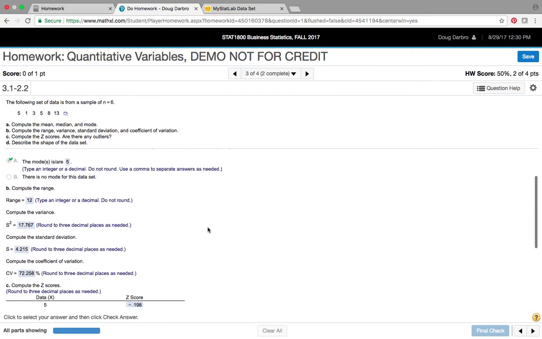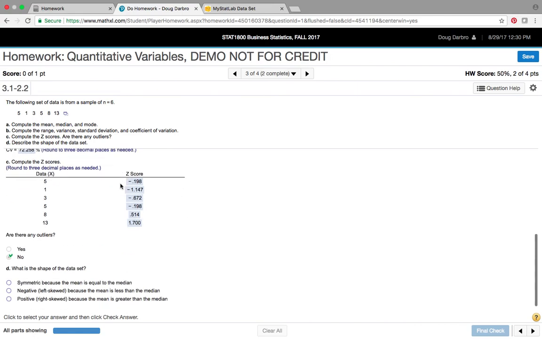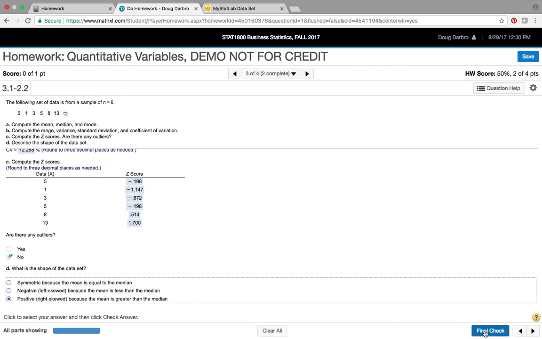Well, the mean is bigger than the median. So that would mean we have a positively skewed, right skewed distribution.